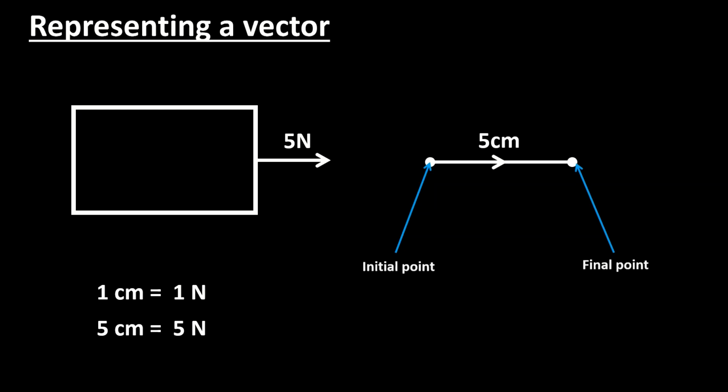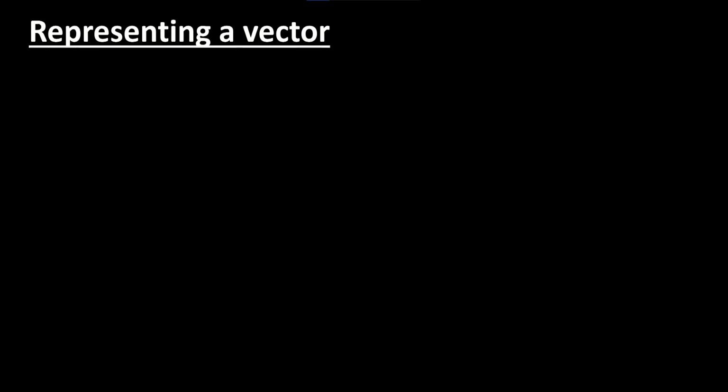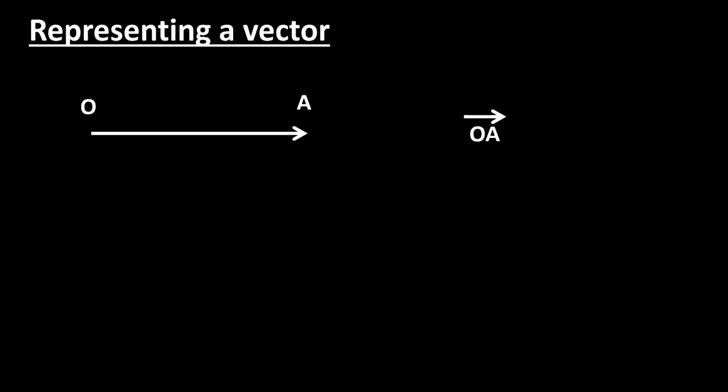So how to symbolically represent a vector? Let's say this line starting from O and ending at A is a vector. So we can represent this as OA with the arrow on the head. So the arrow on the head matters. If the line moves from O to A, then the arrowhead is from O to A. If the line moves from A to O, the arrowhead is from A to O.